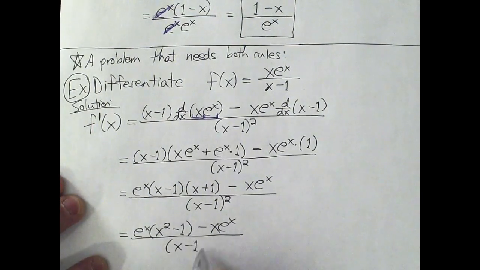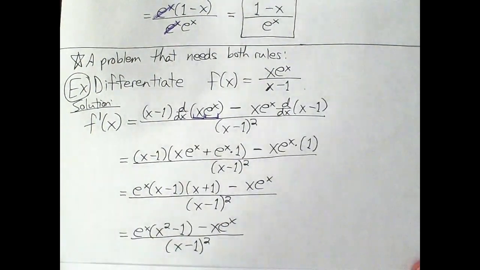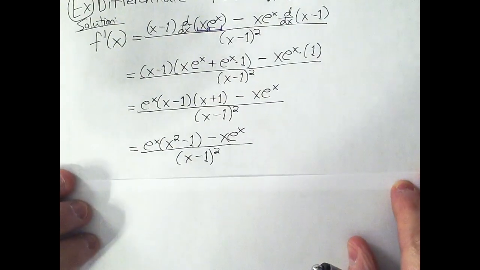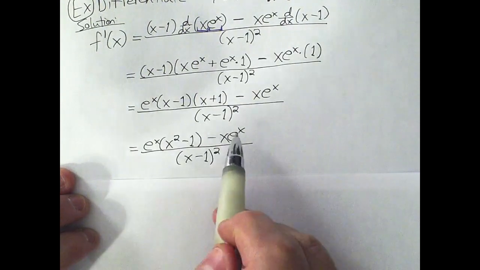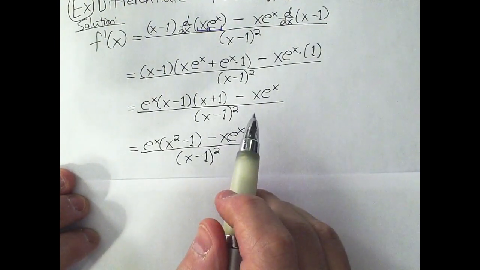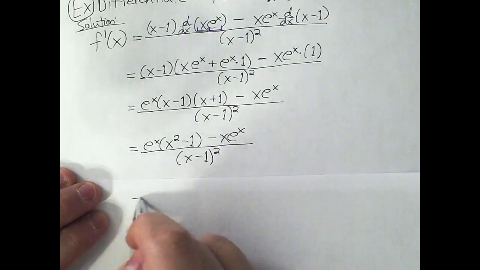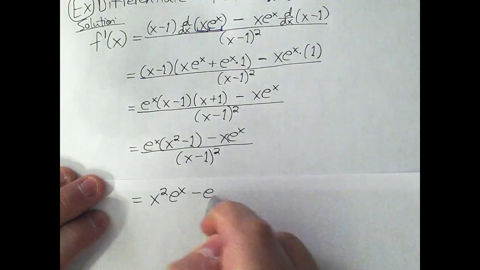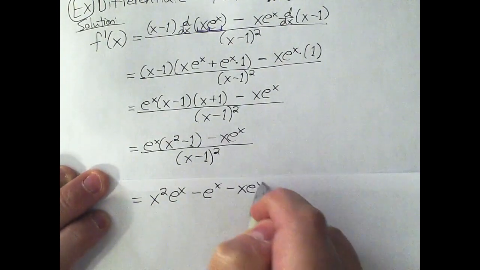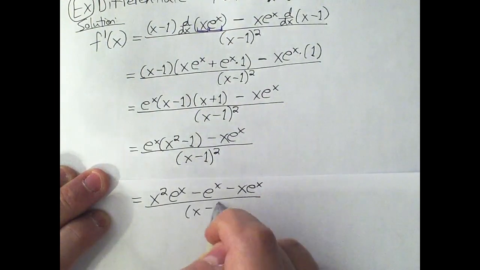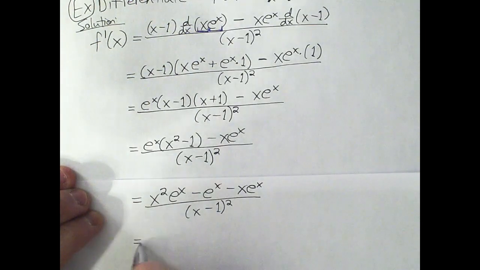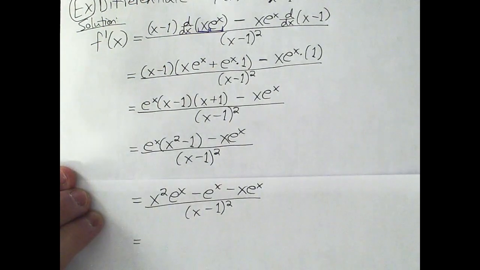Okay, I think we're going to need to continue this on another sheet. We're almost done, maybe 2 more steps. 1 or 2 steps, we'll see. All right, what I've got here is x squared e to the x minus e to the x minus x e to the x over x minus 1 squared. Right? All we did was distribute across those parentheses.